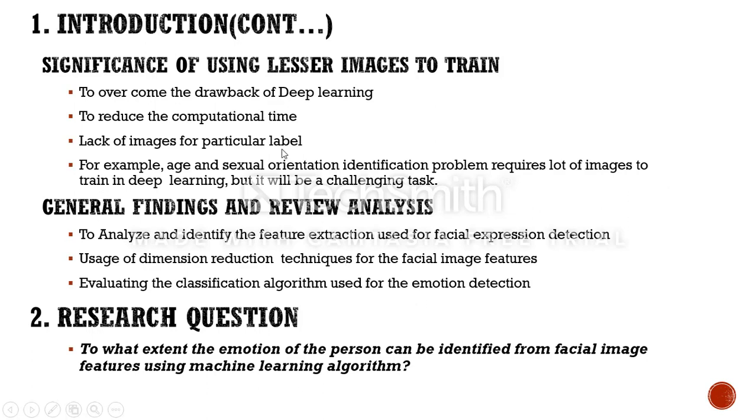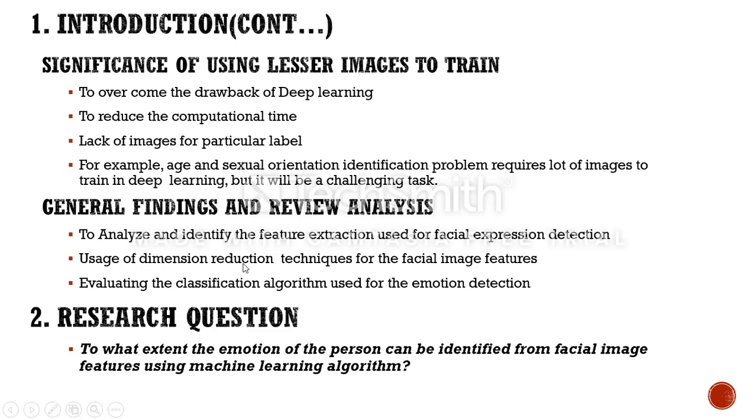And why I want to go with fewer images is, as I said, to overcome the drawback of deep learning. There is a lot of research going on in deep learning to identify the sex, gender and sexual orientation of a person. For everything there is a lack of images; they are struggling to get images to train. Hence my approach will be of great help and impact for this kind of researchers.